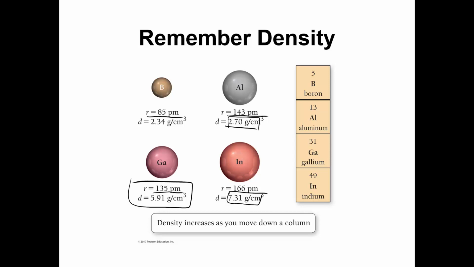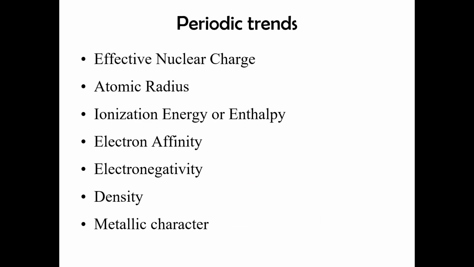Okay, so now we're going to look at all these periodic trends. I mentioned a couple already. I mentioned atomic radius, I mentioned density, and I mentioned effective nuclear charge, right? So effective nuclear charge is how strong the nucleus can pull on the valence electrons, on the outer electrons, right? Atomic radius is the size of the atom. Ionization energy or ionization enthalpy is the energy required to remove an electron from its outer shell.